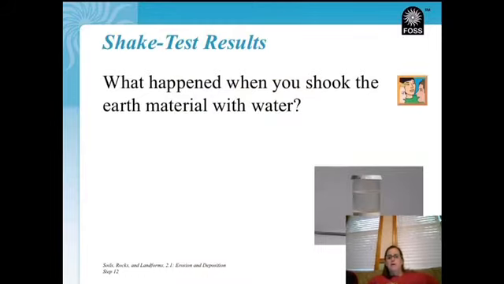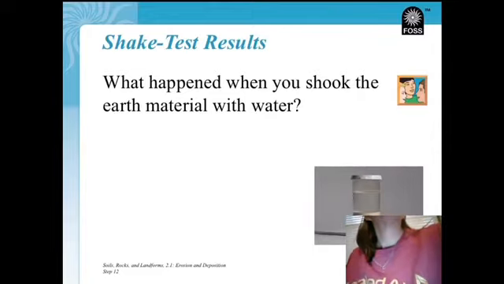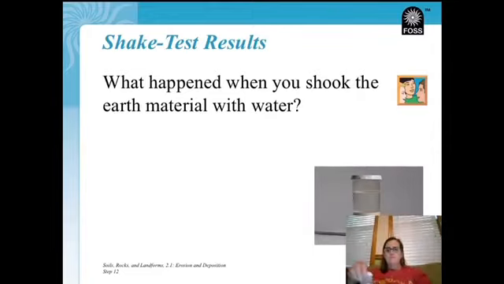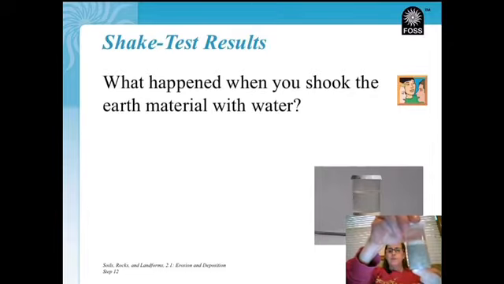So let's talk about the results. What happened when you shook the earth material with water? So you could see that the sand settled on the bottom and the clay settled on top, and then we just have the water at the very top.